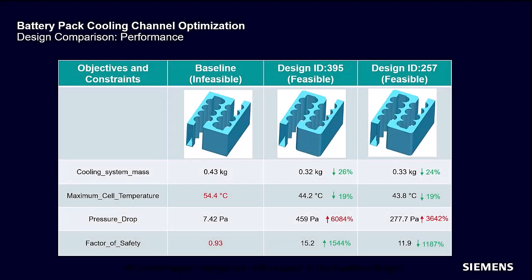When comparing design options, it is evident that design 257 exhibits slightly higher mass and maximum cell temperature values when compared to design 395, which is one of the designs on the Pareto front. However, design 257 stands out with a significantly lower pressure drop.